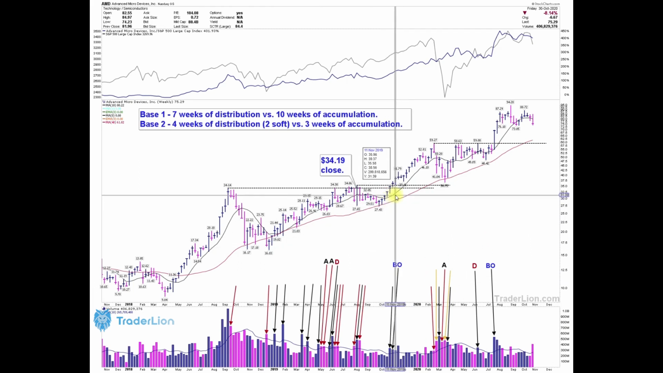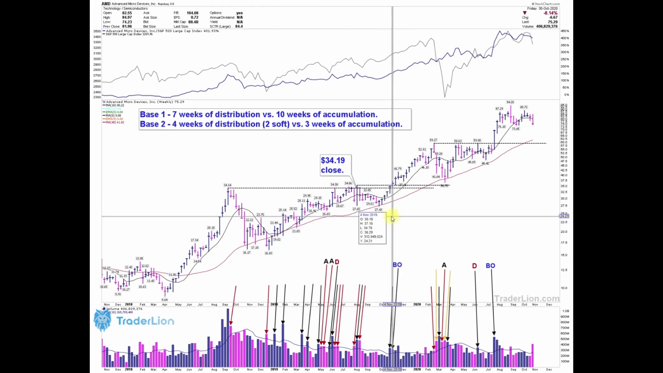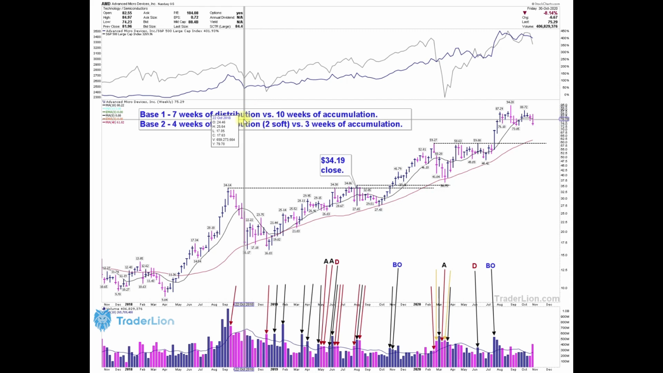And then we've got our big breakout week here. So this is the first week that we actually go out and close solidly above the prior highs. So that's how we got our 7 weeks of distribution and 10 weeks of accumulation.